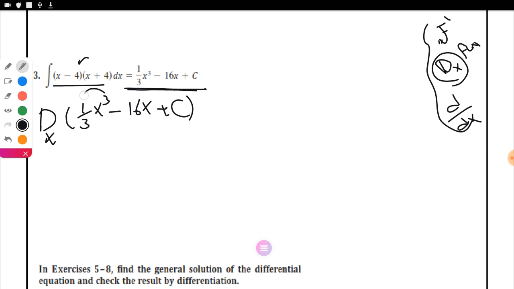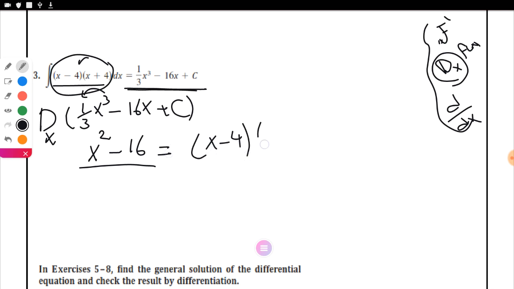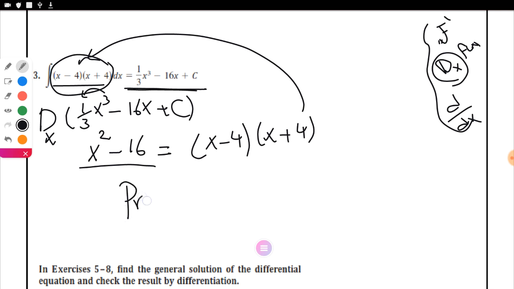How to differentiate? Multiply by 3, multiplied by the third it will be 1. You can use your calculator, x to power 2. The differentiation of the next term will be negative 16. The derivative of c, any constant, will be 0. Here, the differentiation of the antiderivative is not factorized, but the integrand function is factorized. By factorizing, your answer will be x minus 4 multiplied by x plus 4. It is the same as the integrand function. So, proof.